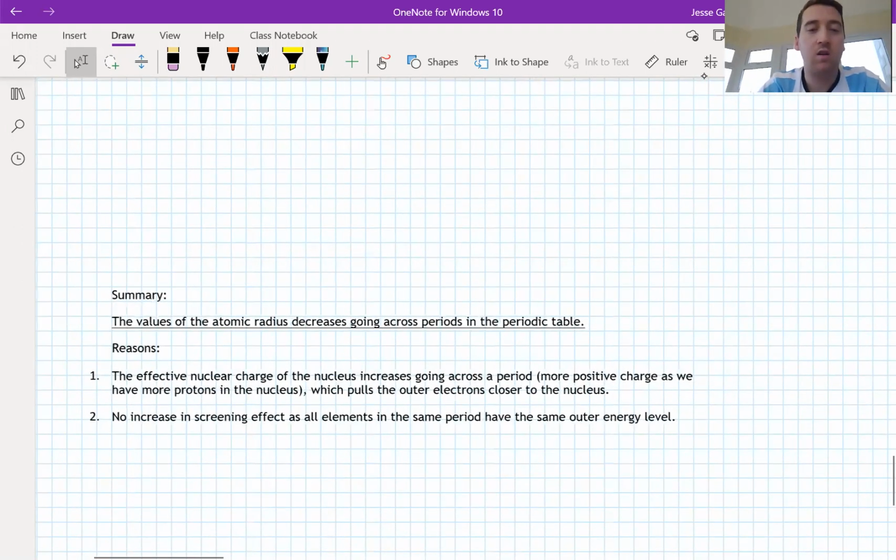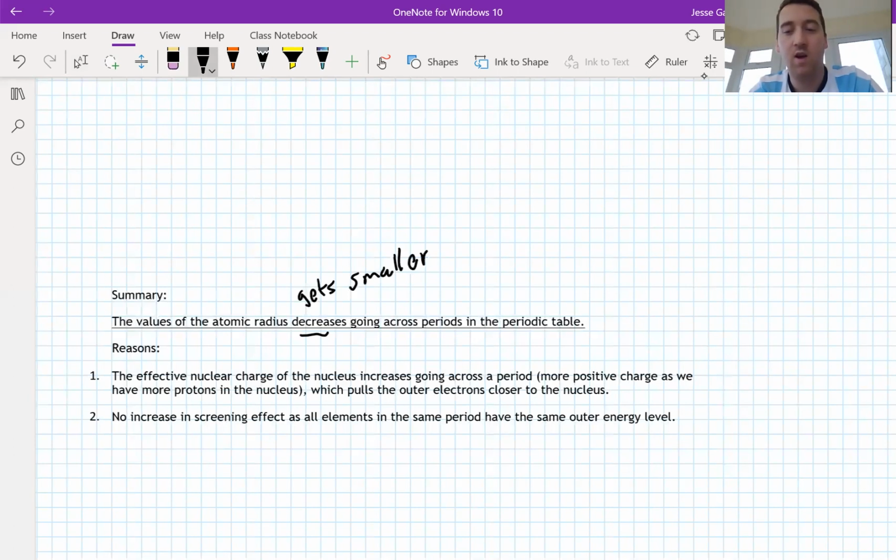decreases, gets smaller. So decreases means gets smaller. So the value of atomic radius decreases going across a period of the periodic table, because the effective nuclear charge of the nucleus increases going across a period. So we've got more positive charge as we have more protons in the nucleus. This pulls the outer electrons closer to the nucleus, so the atom gets smaller.